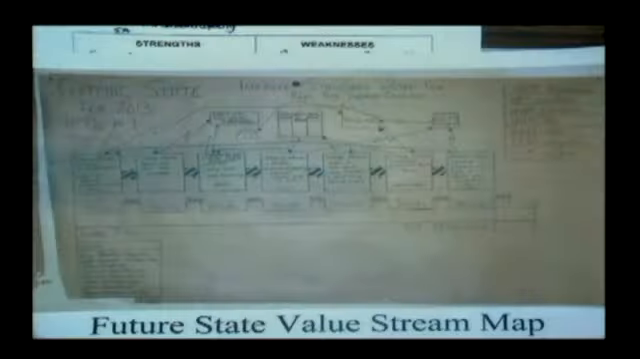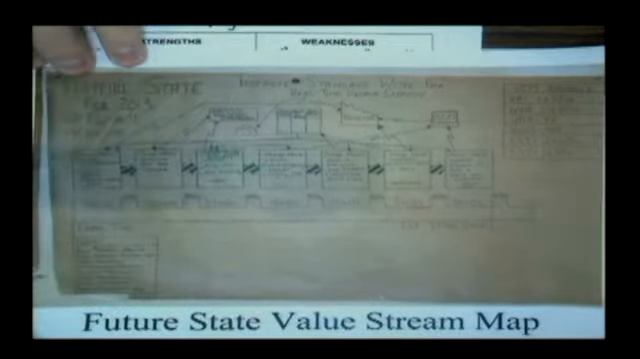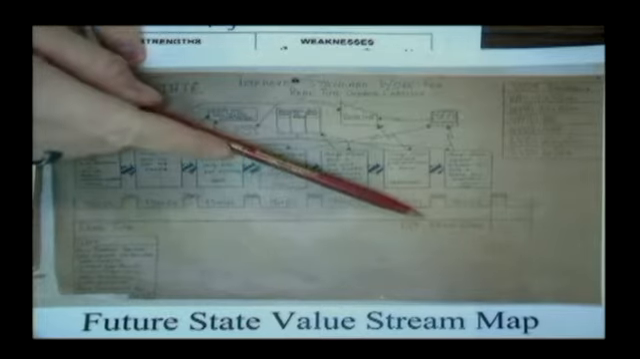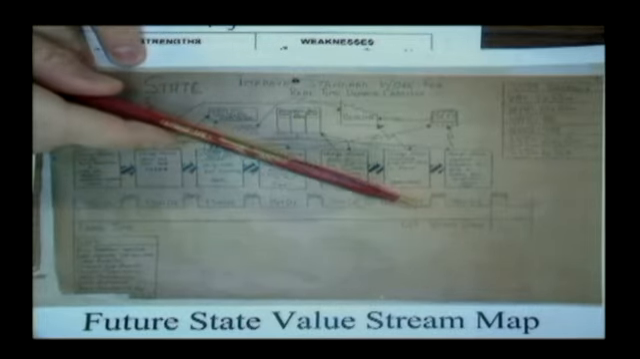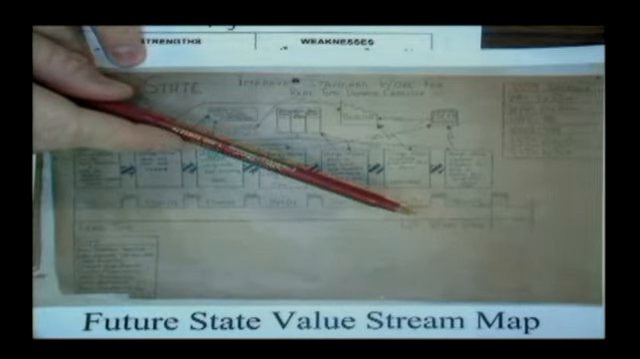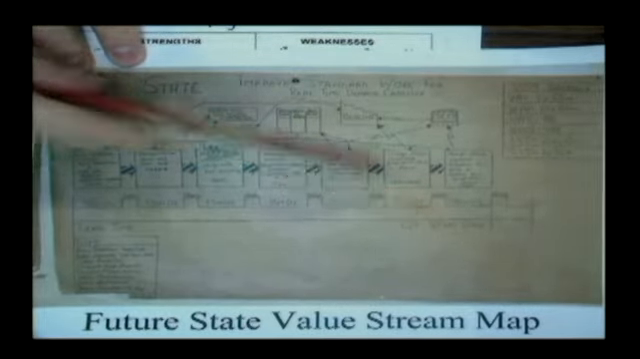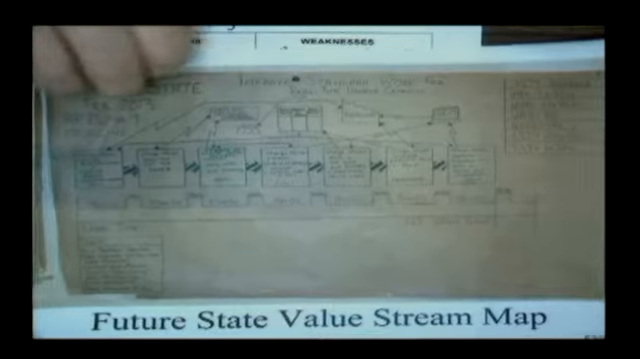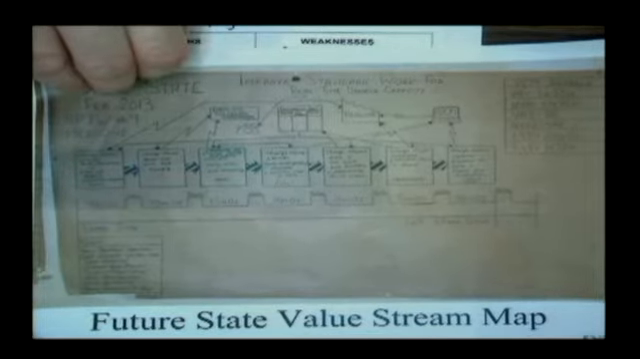So in the future state, what we really tried to do was to create continuous flow and pull for our patients in this process. And so we looked at all 4 of the major components, and we really, with the patients and the people involved in this process, we wanted to improve the value for our patients. And so I'll let the team talk about the future state.